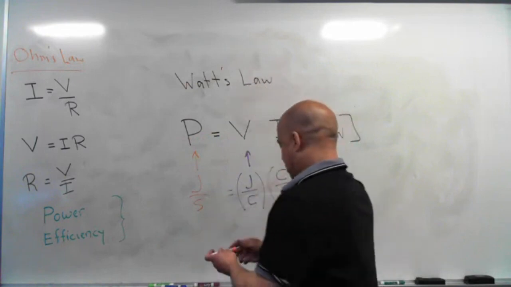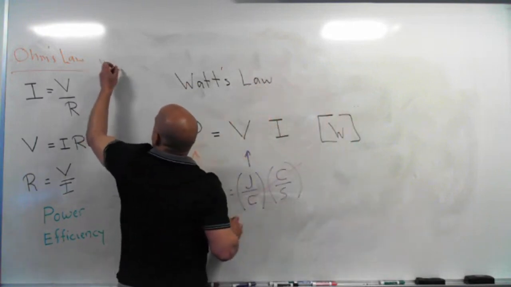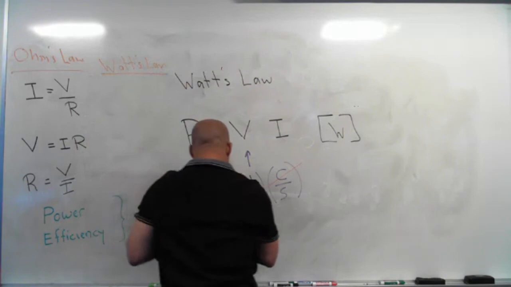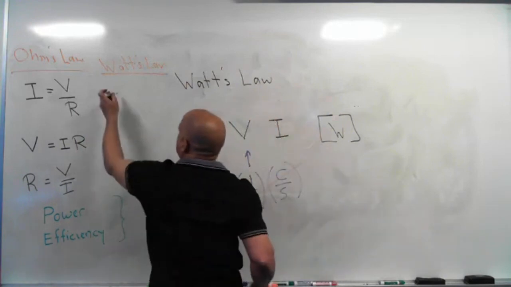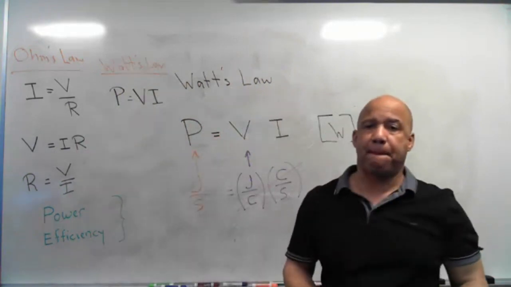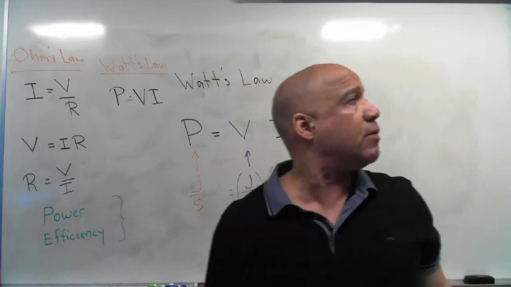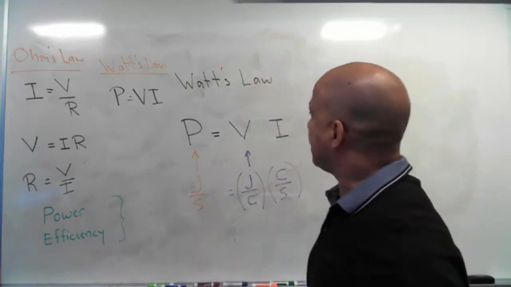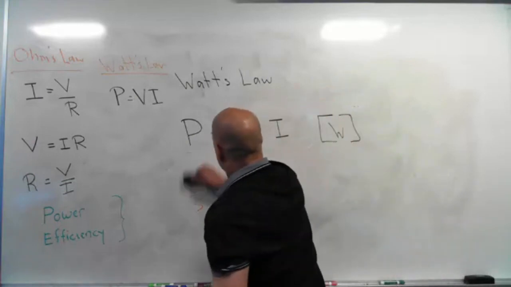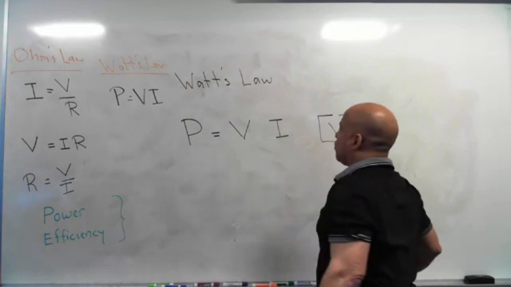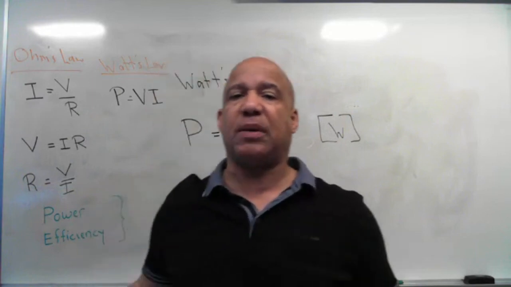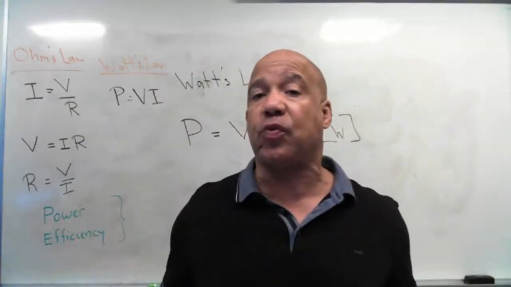So in Watt's law, we can calculate power by the product of V and I. Now, we got about 3 minutes, so I think I got enough time to do this. Here's what you can do, though. If you wanted to, you can take this equation and mix it up with Ohm's law. You can do some substitutions on V. You can do a substitution on I to get a different equation that might be useful.